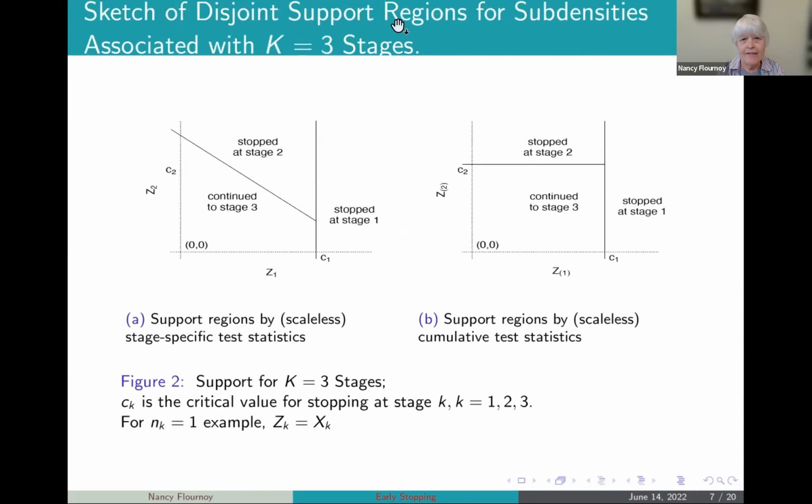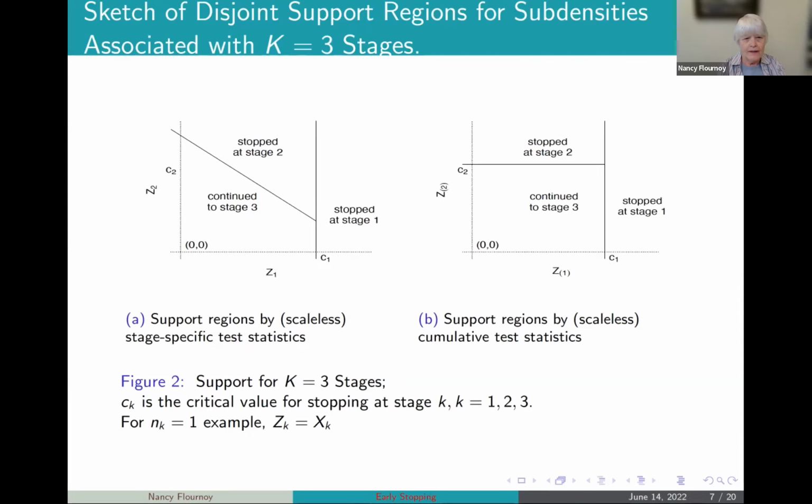So this is a schematic of the support. And this is for 3 stages, just to make it a little more interesting. On the left, we have our 2 random variables, standardized normal random variables, 1 for each stage. And on the graph on the right, we have cumulative statistics. The horizontal axis is the same for both, but on the right the vertical axis, the random variable, is the sum of the 2, the average of the 2, instead of the individual 1.